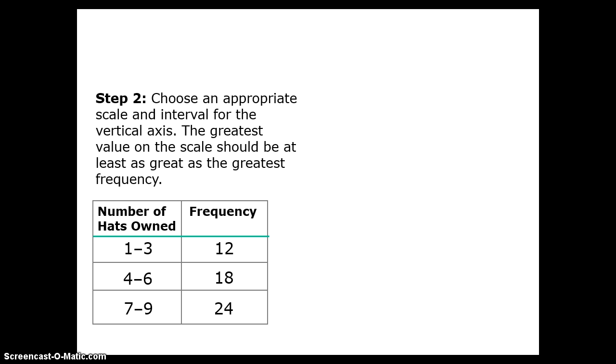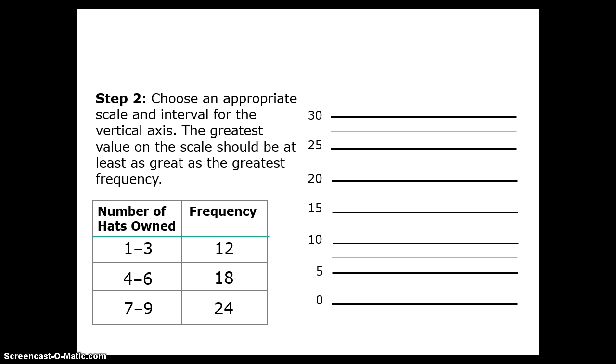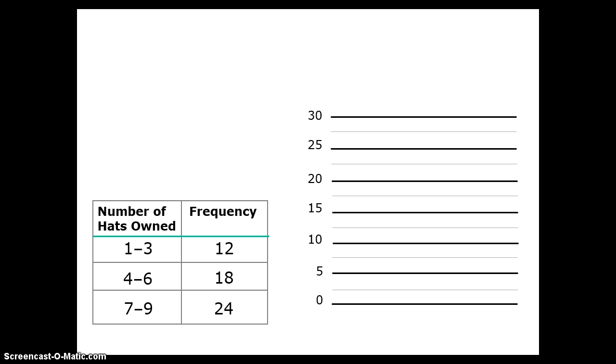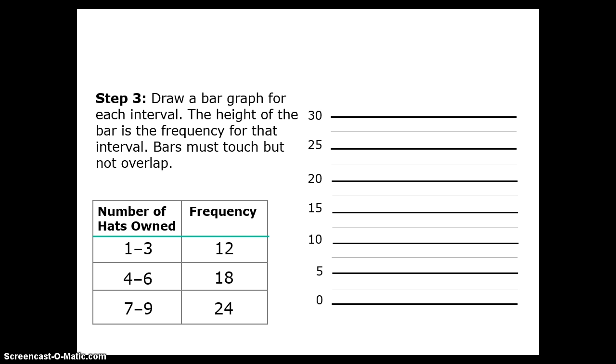Step 2 is to choose an appropriate scale and interval for the vertical axis. The greatest value on the scale should be at least the greatest frequency, 24. I chose to go by 5s, and I went up to 30. I could have stopped at 25 though. Next, I'm going to draw a bar graph for each interval. The height of the bar is the frequency of that interval, and keep in mind that the bars must touch but not overlap, and be about the same width, or very close to it.